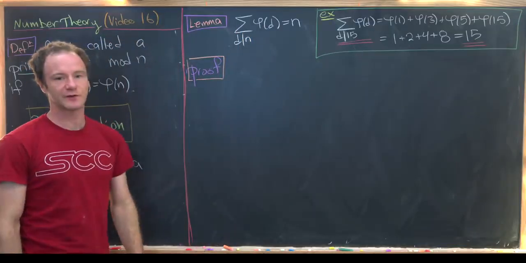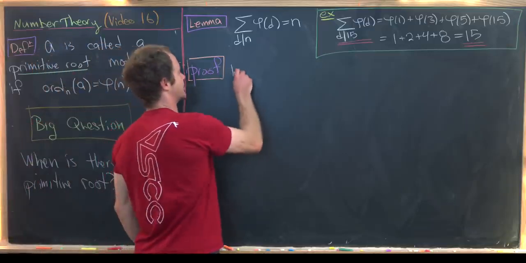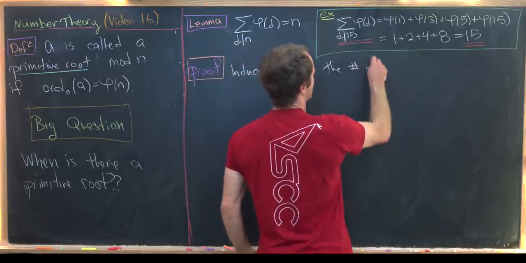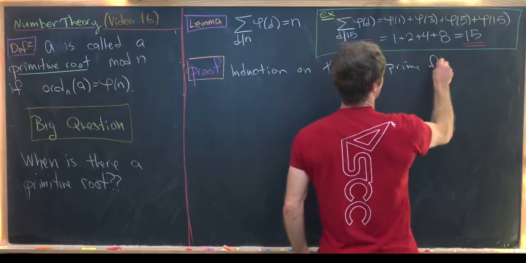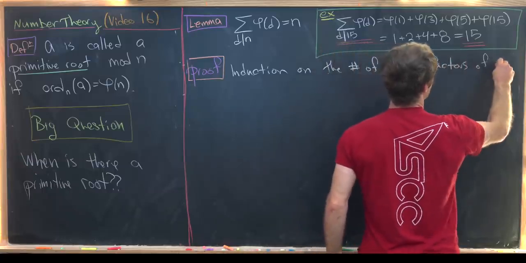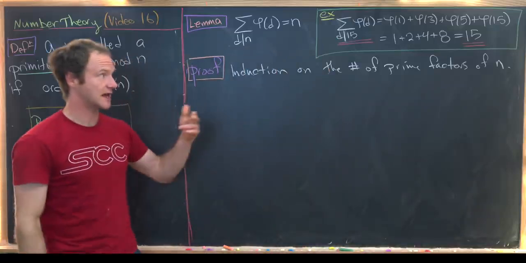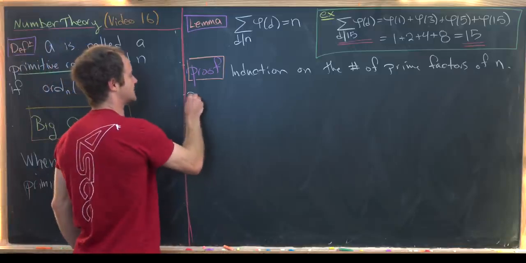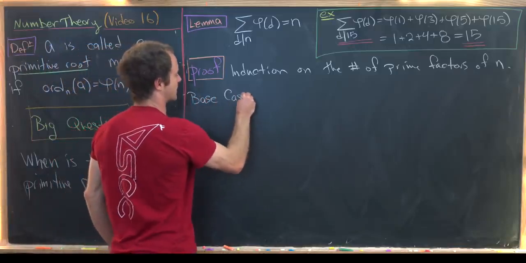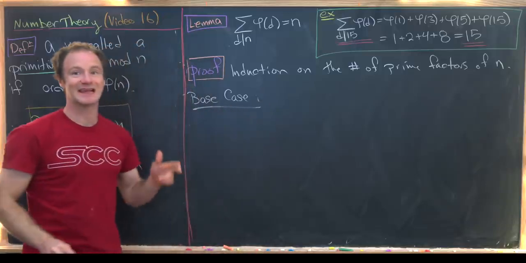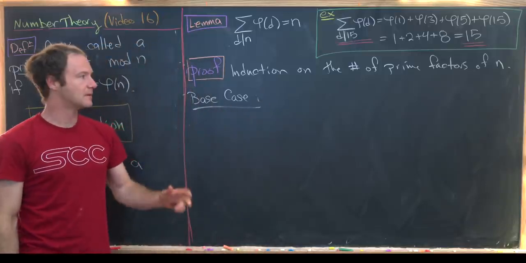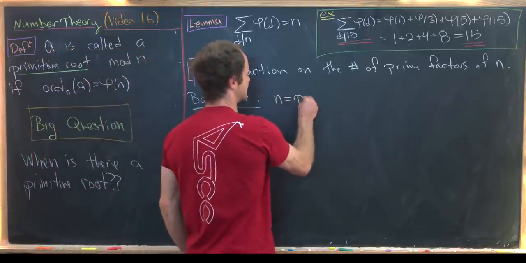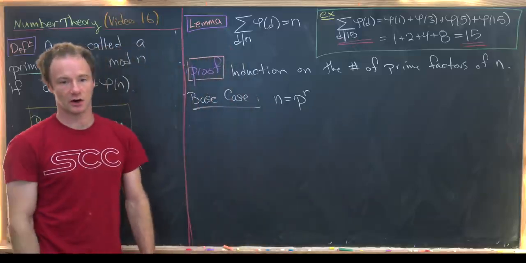Okay, so how are we going to do this proof? I'm going to do it by induction on the number of prime factors of n. So we're not inducting on n, we're inducting on the number of prime factors of n. So let's start with our base case. Our base case would be n has a single prime factor. But if n has a single prime factor, that means it's a power of a prime. So that means we can write n as p to the r.